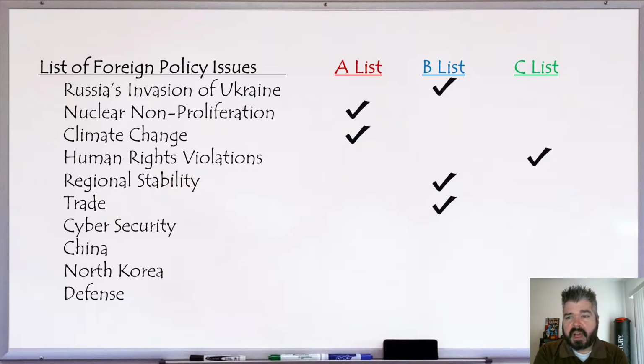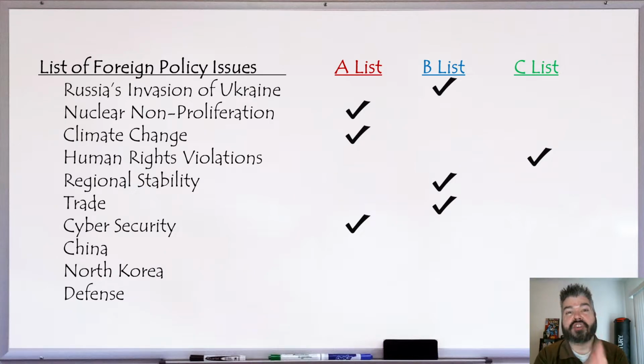Cybersecurity, again, it challenges our direct interest, but I can also understand why you'd put this under the A list, because if we get cyber attacked, if our infrastructure fails because it was attacked by a foreign nation, that's a threat to our survival. So I can see how maybe we put this on the A list, or even just leave it on the B list. China. Wait, I'm so sorry. I got ahead of myself. See what I did there?